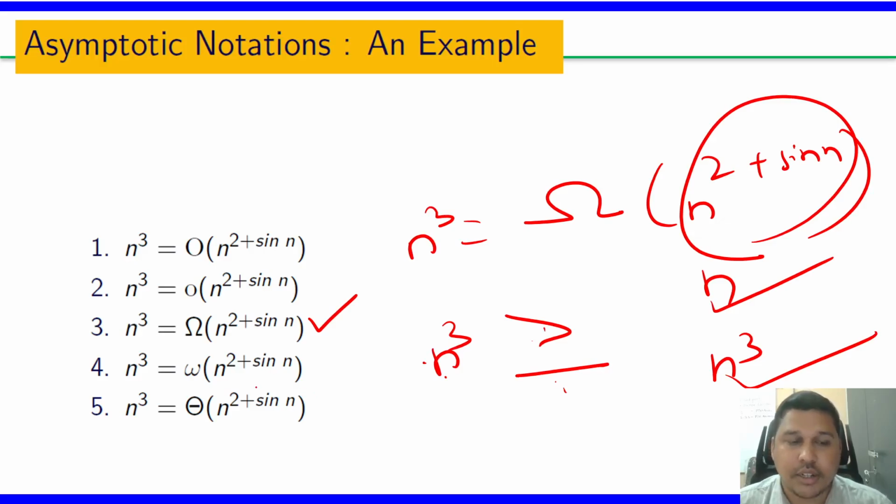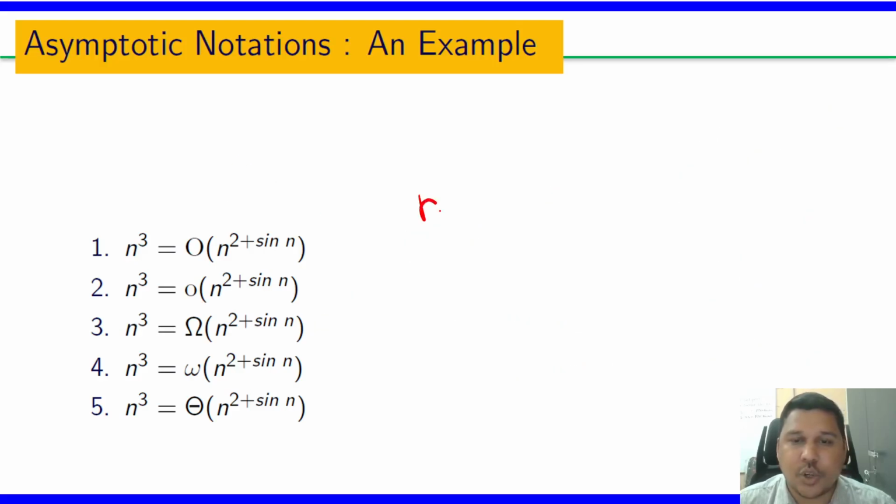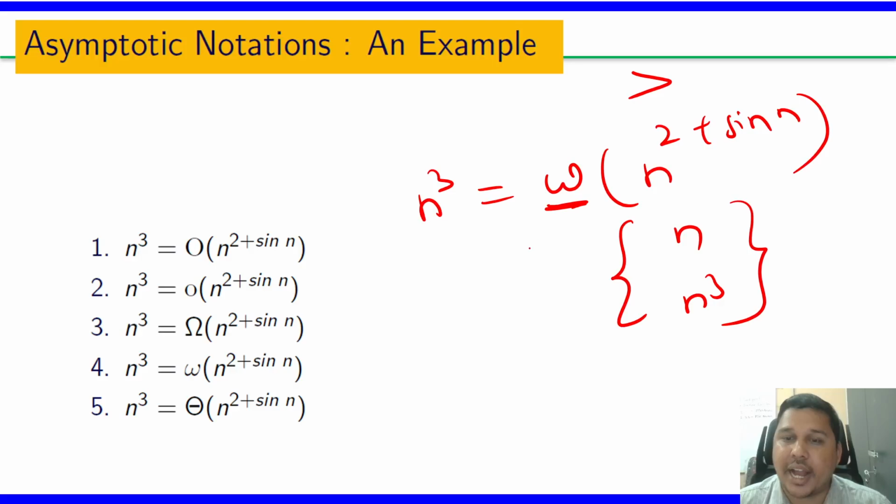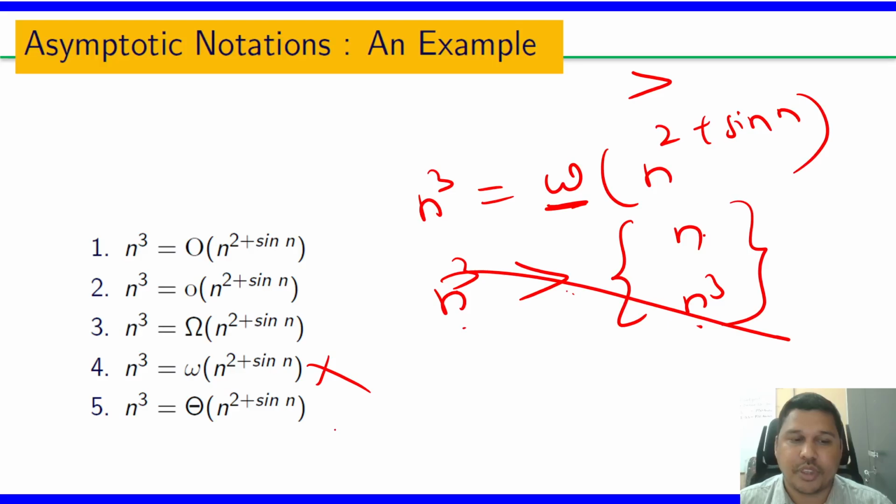Okay, right? And then fourth one, n cube equal to small omega, means strictly greater than, right? N power 2 plus sin n. So this value can be between n and n cube. So it is omega, means it should be strictly greater than, n cube greater than n cube, no, here it is failing. So this is false. Okay.